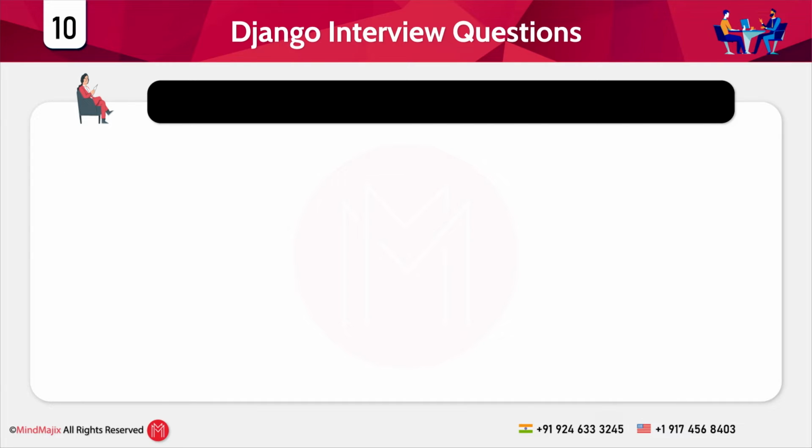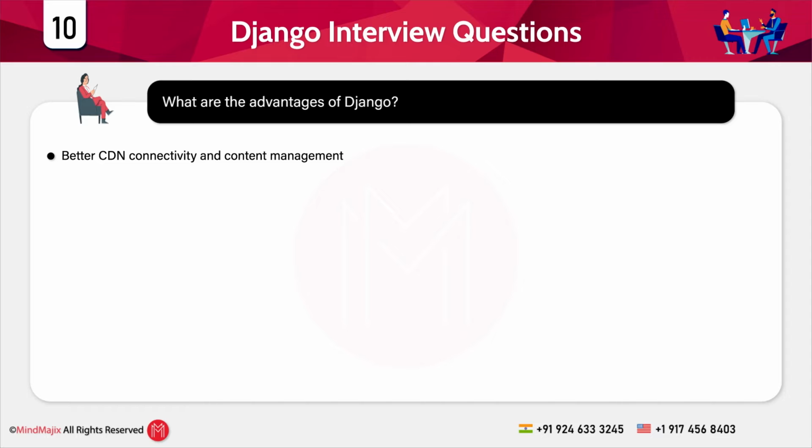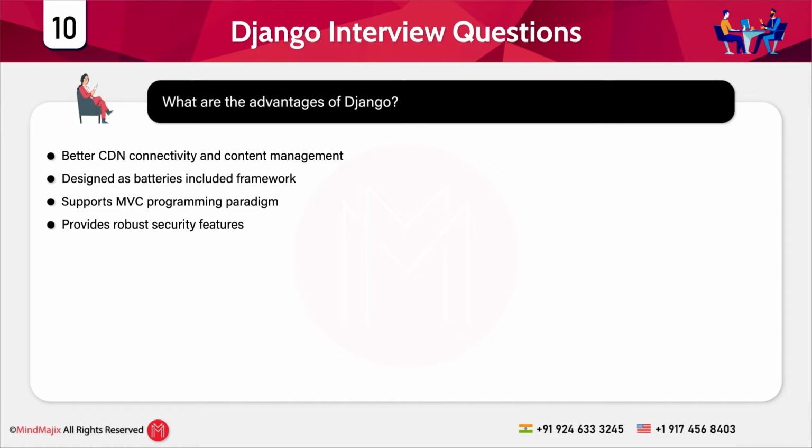The next question is, what are the advantages of Django? Django has many advantages, but we'll look at major ones that differentiate it from other frameworks. The first point is, it has better CDN connectivity and content management. Next, it is designed as a batteries included framework. After that, it supports the MVC programming paradigm. Next, it provides you with robust security features. Apart from this, it has accelerated custom web development. And last but not the least, it is compatible with major operating systems and databases. These were some of the advantages of using Django.